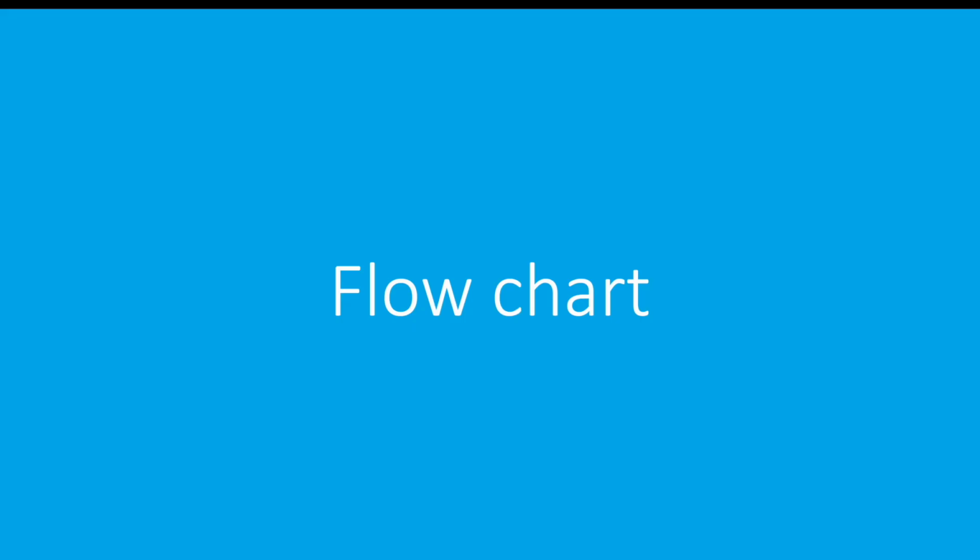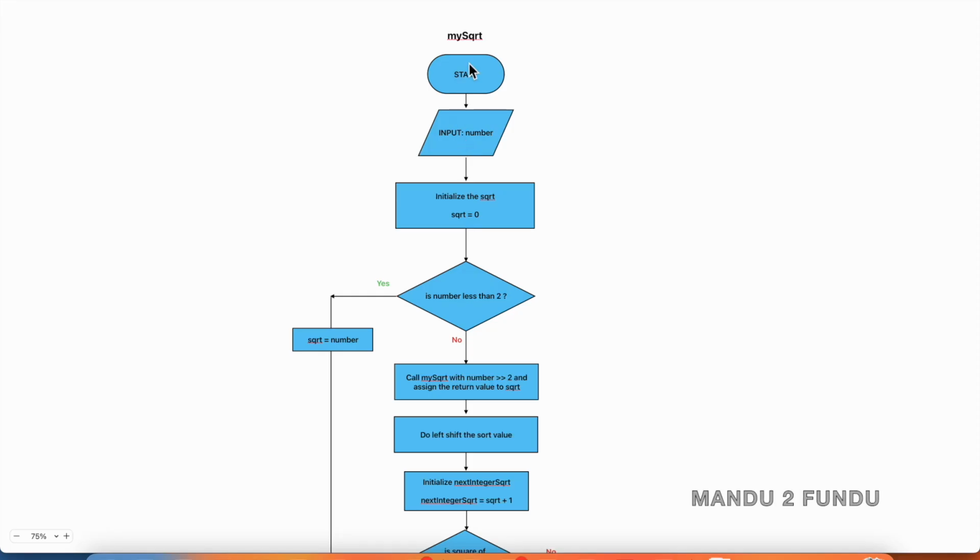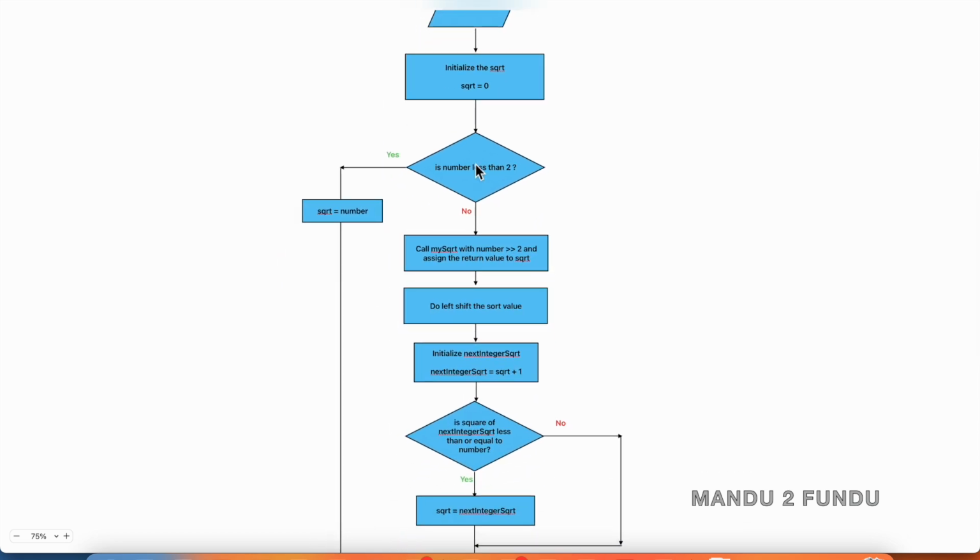Let's look at the flow chart. The input for this procedure is number. First we initialize the square root variable to 0. Then we check whether the input number is less than 2 to handle the base case. If it is less than 2, then we simply return the input number as the square root of that number. Otherwise, we make a recursive call to my square root with the twice right shifted number, and then we assign the return value to the square root variable.